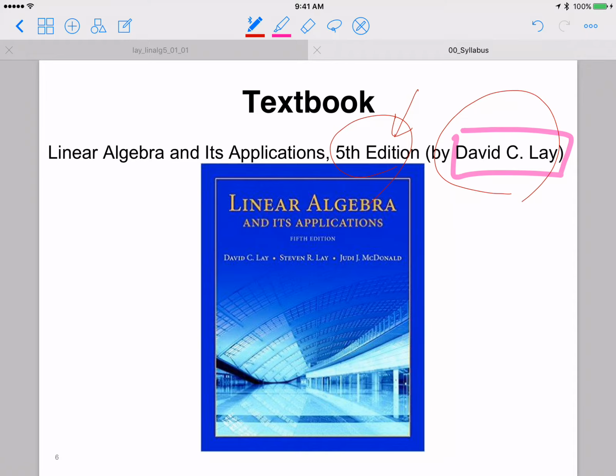Yeah, it's the same. So the book cover may be different if you buy this book. It's a US version, or the American version, and the international version that you will buy from the bookstore nearby will have a different book cover and colors. But essentially the content is exactly the same.